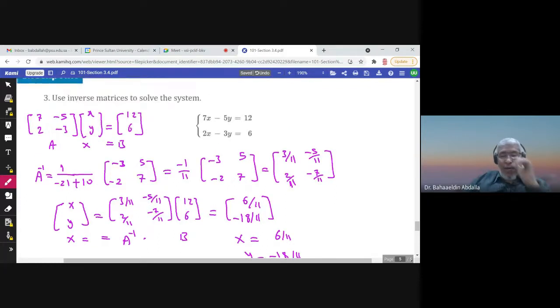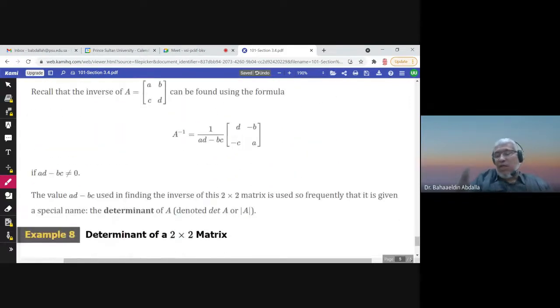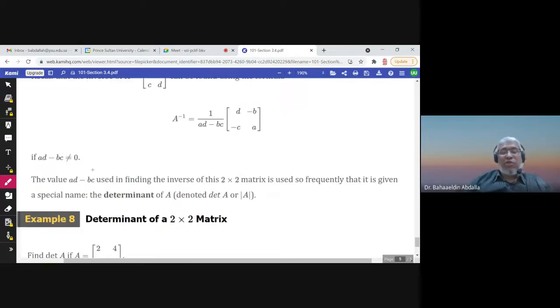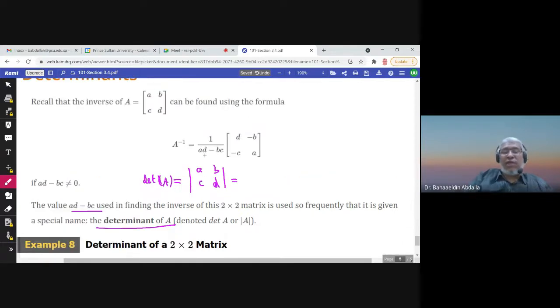Also, you can check your answer by replacing x and y by these values and check whether they satisfy the equation or not. The last point in this section is the determinant. How to find the determinant of a 2 by 2 matrix A. You remember we said that A inverse is given by this formula, and we said that AD minus BC shouldn't be 0. Well, AD minus BC is the determinant of A. We write it like this, or we can write determinant of A. If this is the matrix A, it is equal to AD minus BC.